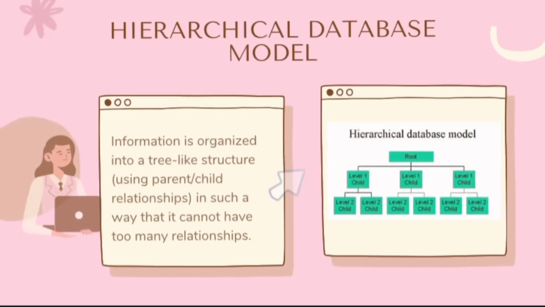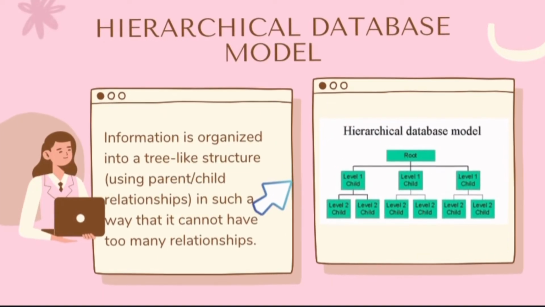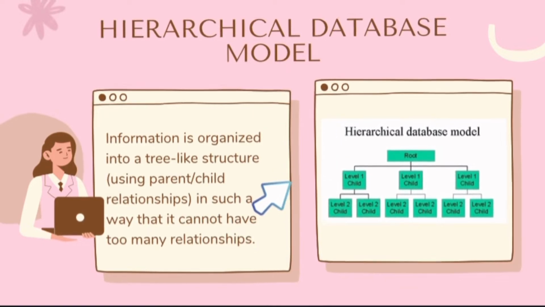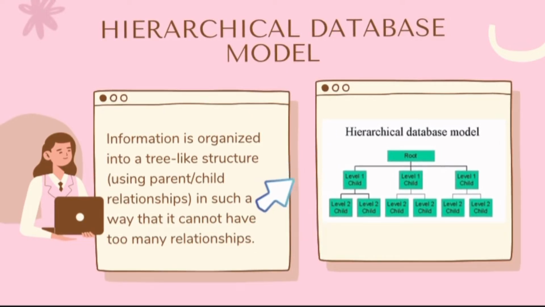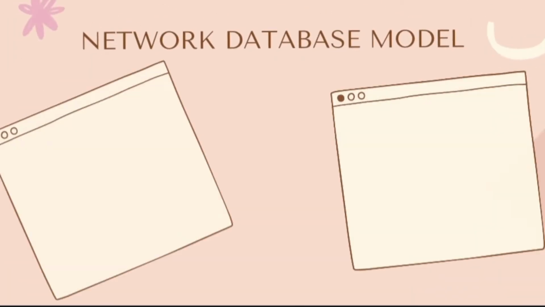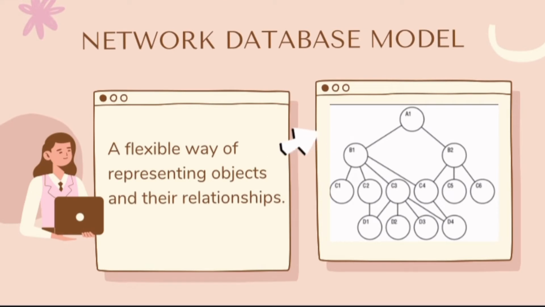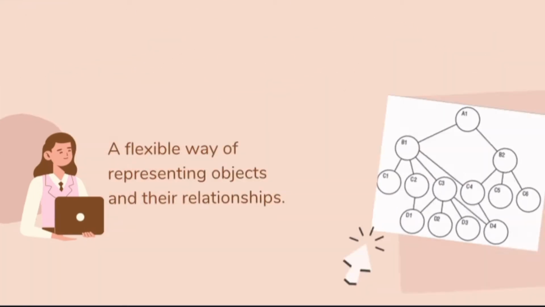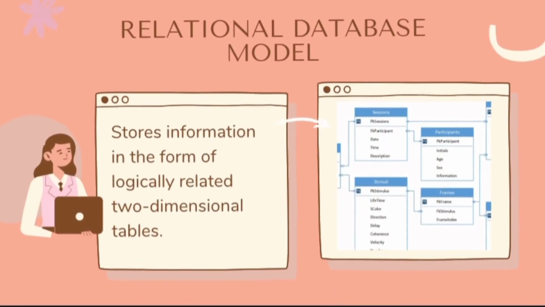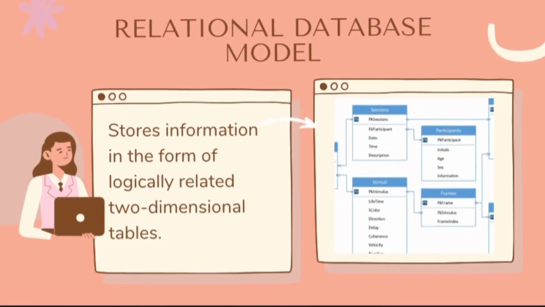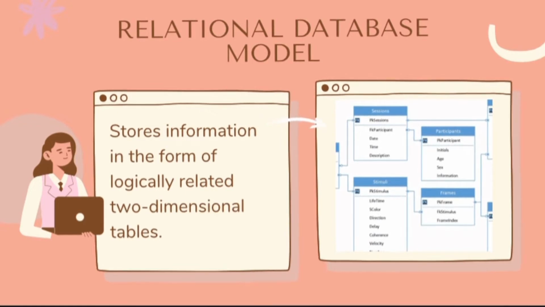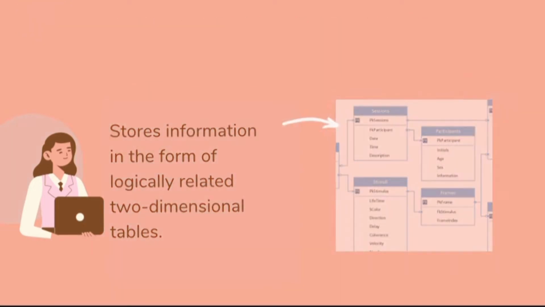The first type of database model is the hierarchical database model, in which information is organized into a tree-like structure using parent or child relationships in such a way that it cannot have too many relationships. The next one is network database model. It is a flexible way of representing objects and their relationships. And the last one is relational database model. It stores information in the form of logically related two-dimensional tables.